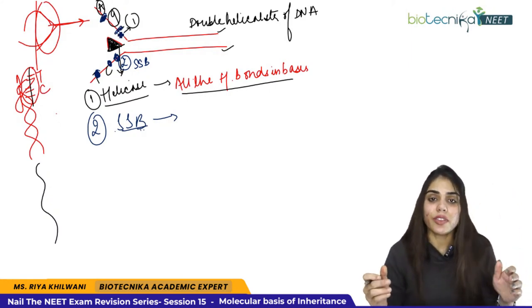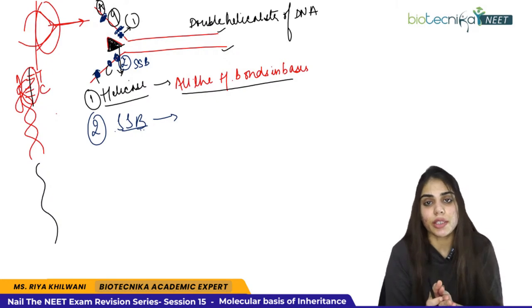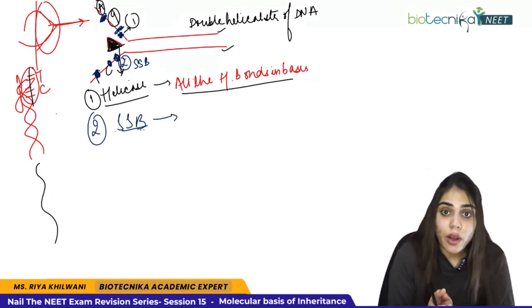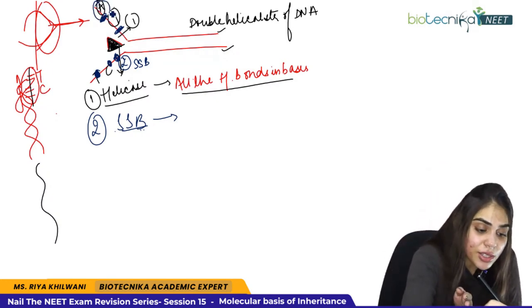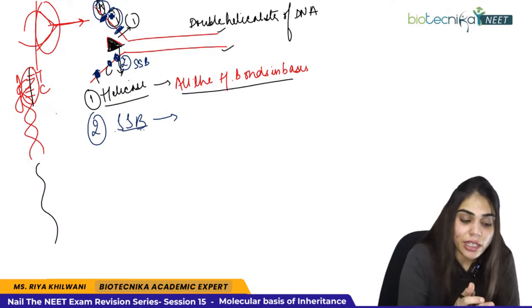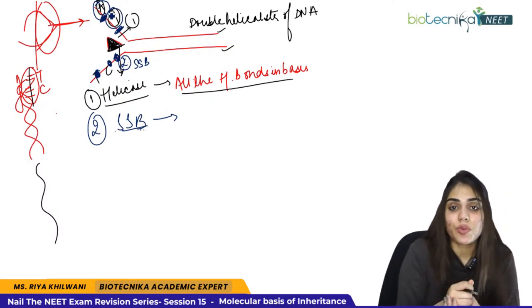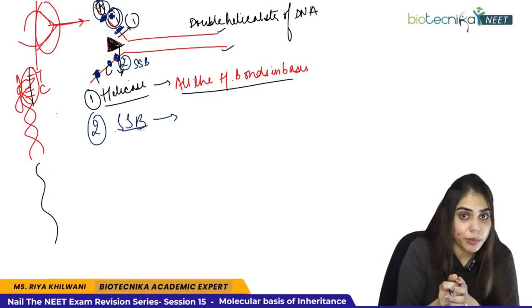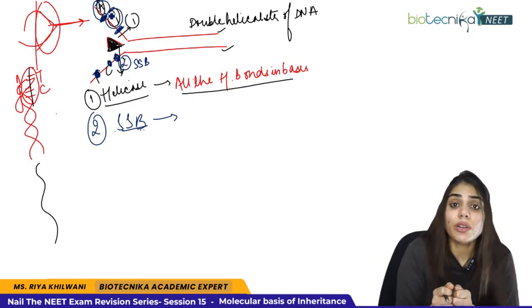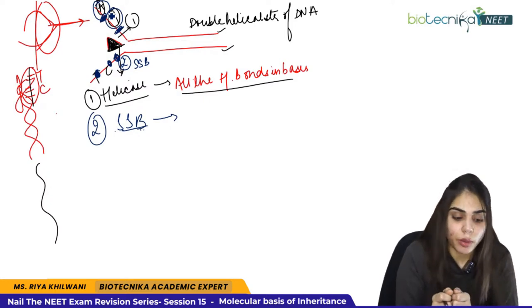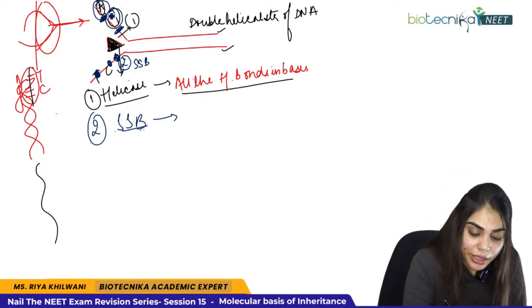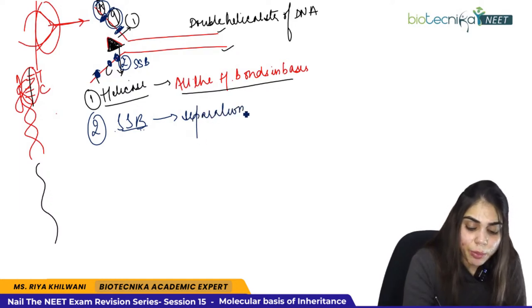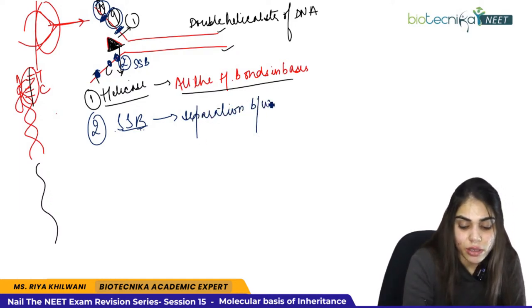Because what will happen? If the strands come closer to each other, they will again pair, because the nitrogenous bases are still there. Only the helicase has broken all the hydrogen bonds in between, but the bases are still there. They can still form the hydrogen bond and pair up. So single-stranded DNA binding protein maintains the separation between bases.